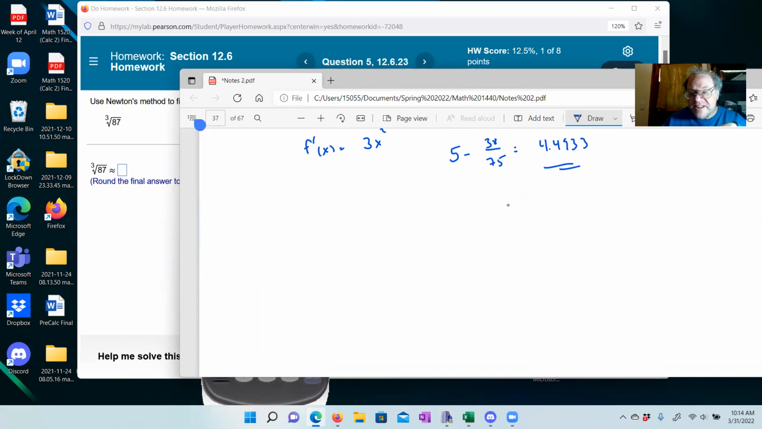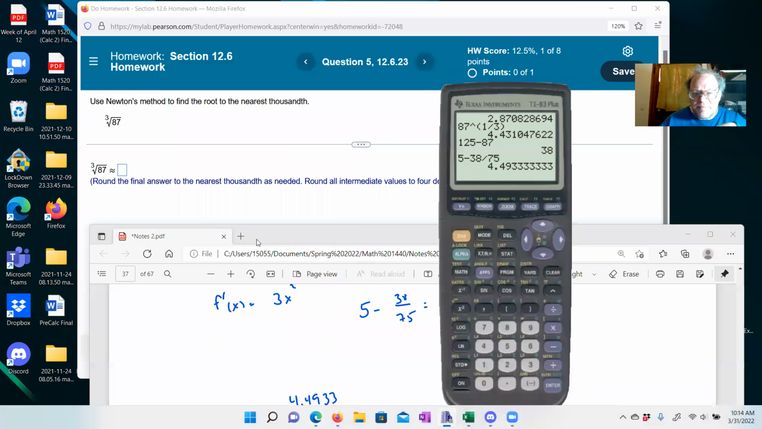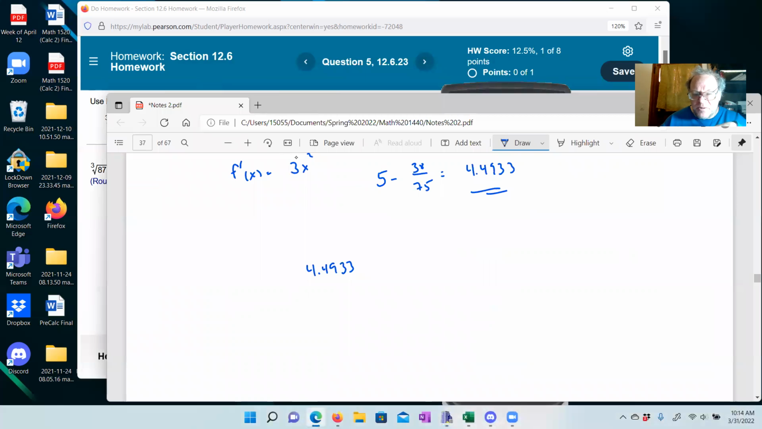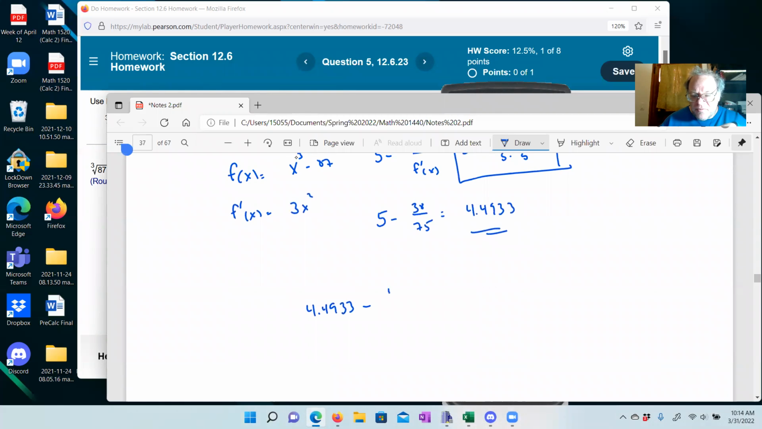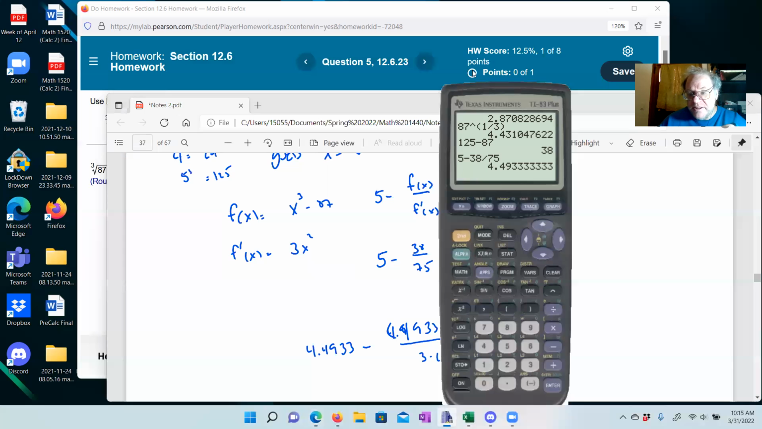So our next point is going to be 4.4933. We want the nearest thousandths, intermediate values to 4 decimal places. So, okay, we're good. And this would be 4.4933 cubed minus 87 divided by 3 times 4.4933 squared. Same formula we did here, just with a new number in it. So let's see what we get.